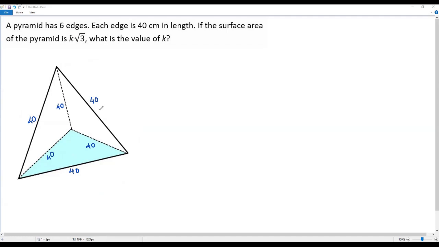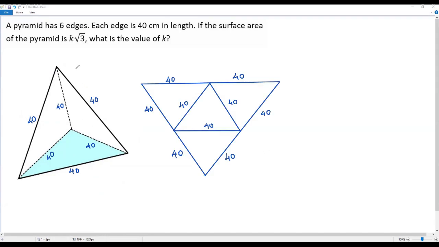Let me make a net diagram of this triangular pyramid so that we can see exactly how many faces we have including the base. Here I have drawn the net diagram for this triangular pyramid. That is, I just open the side walls and then I get a shape like this. The base also has to be counted as one of the faces. So first face, second face, third face, and fourth face. We have 4 faces, and each face is an equilateral triangle with a side length of 40 centimeters.